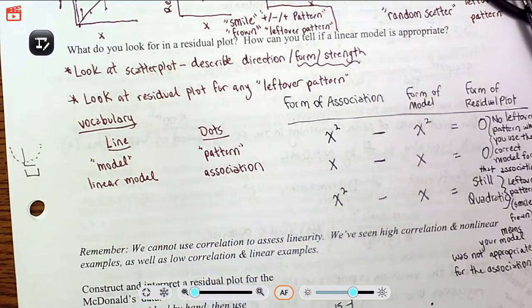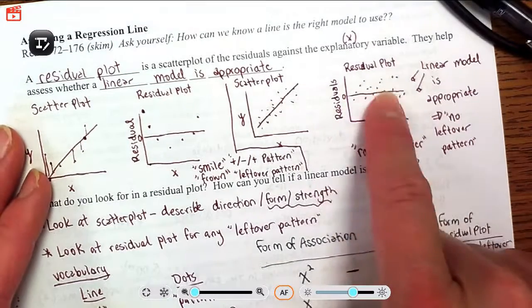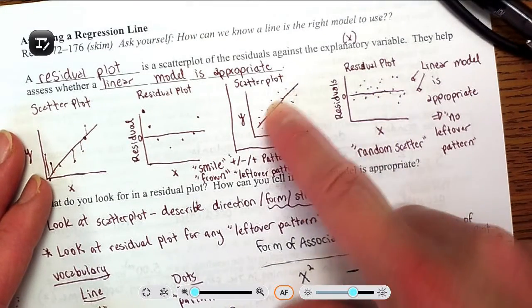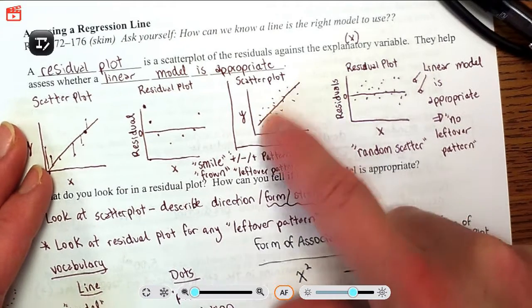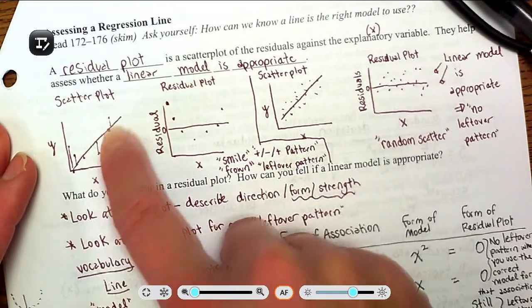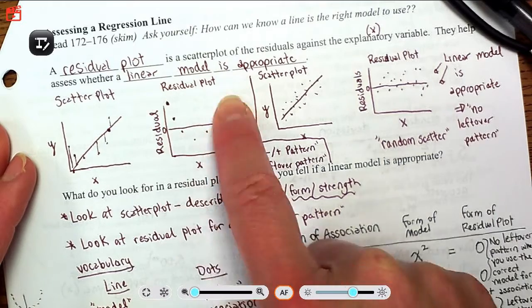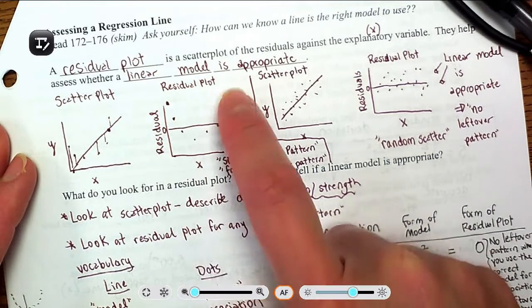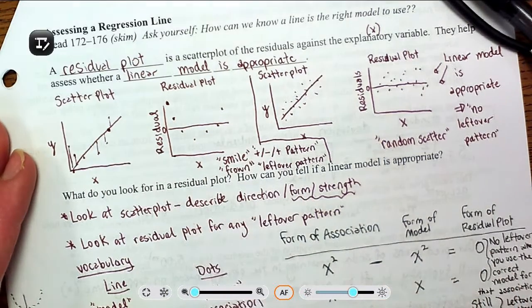Now, if you don't see a leftover pattern in the residual plot, and if the scatter plot looks like it has a strong linear relationship, then you can go ahead and conclude that the line is a good model for the data. If the original scatter plot looks curved and the residual plot confirms a curved pattern, then you can say that the original model was not linear.